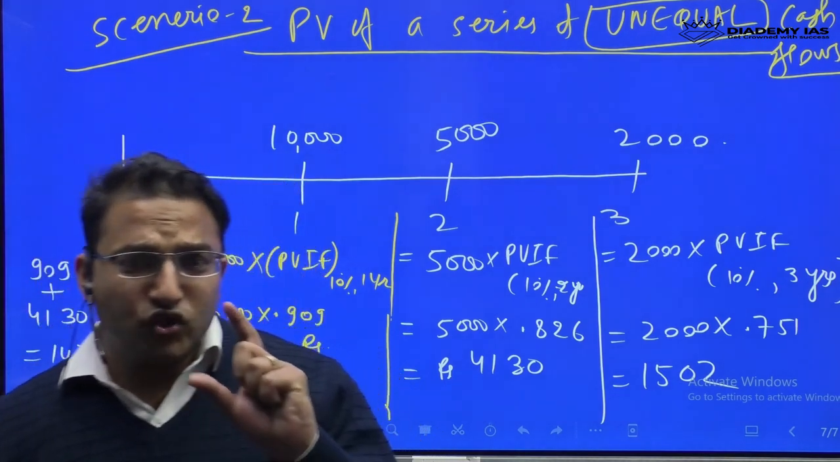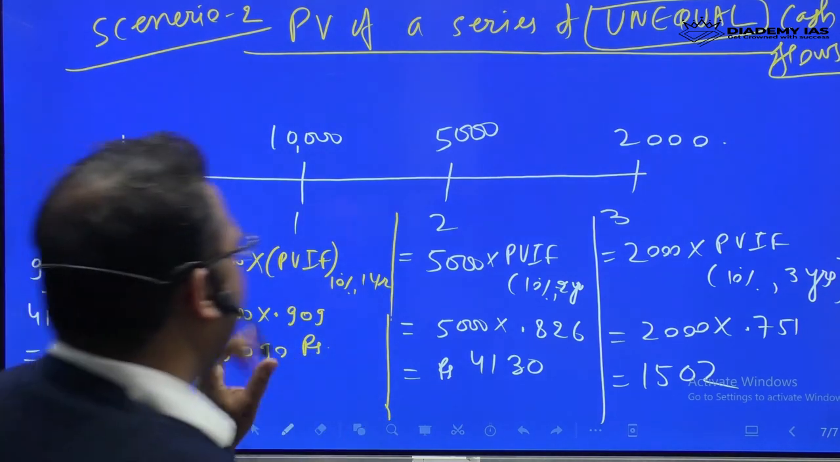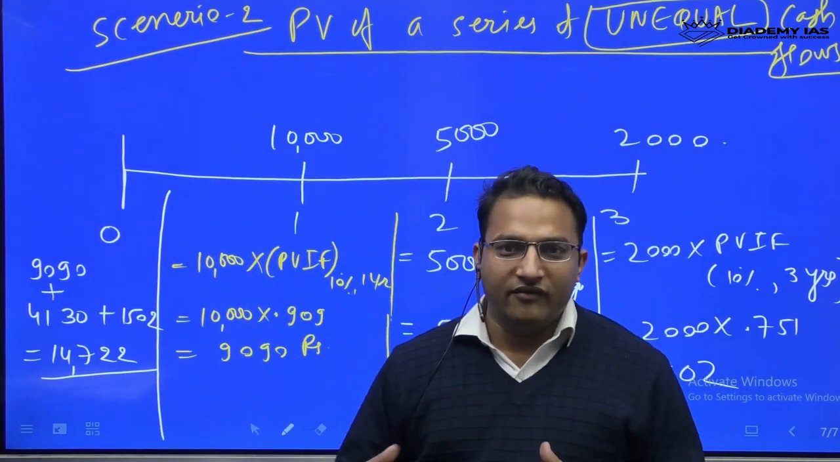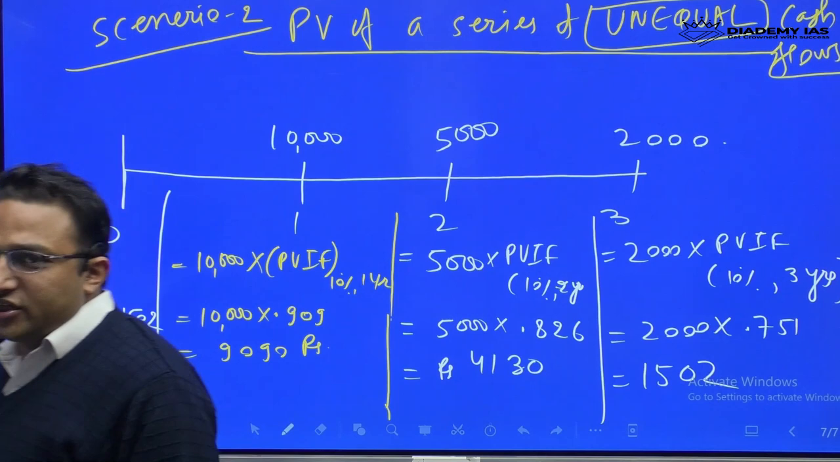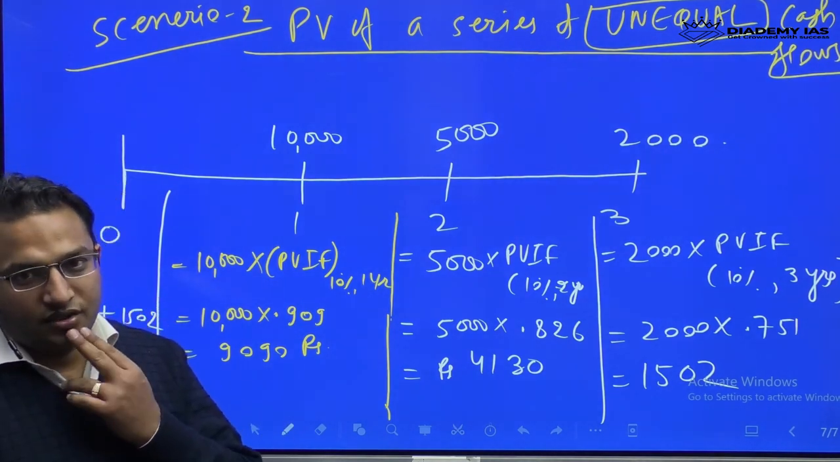So basically, in case of unequal cash flow, there is no shortcut. For every year, we have to apply the present value interest factor, because every year the value of the amount is changing, so we cannot have any other shortcut.